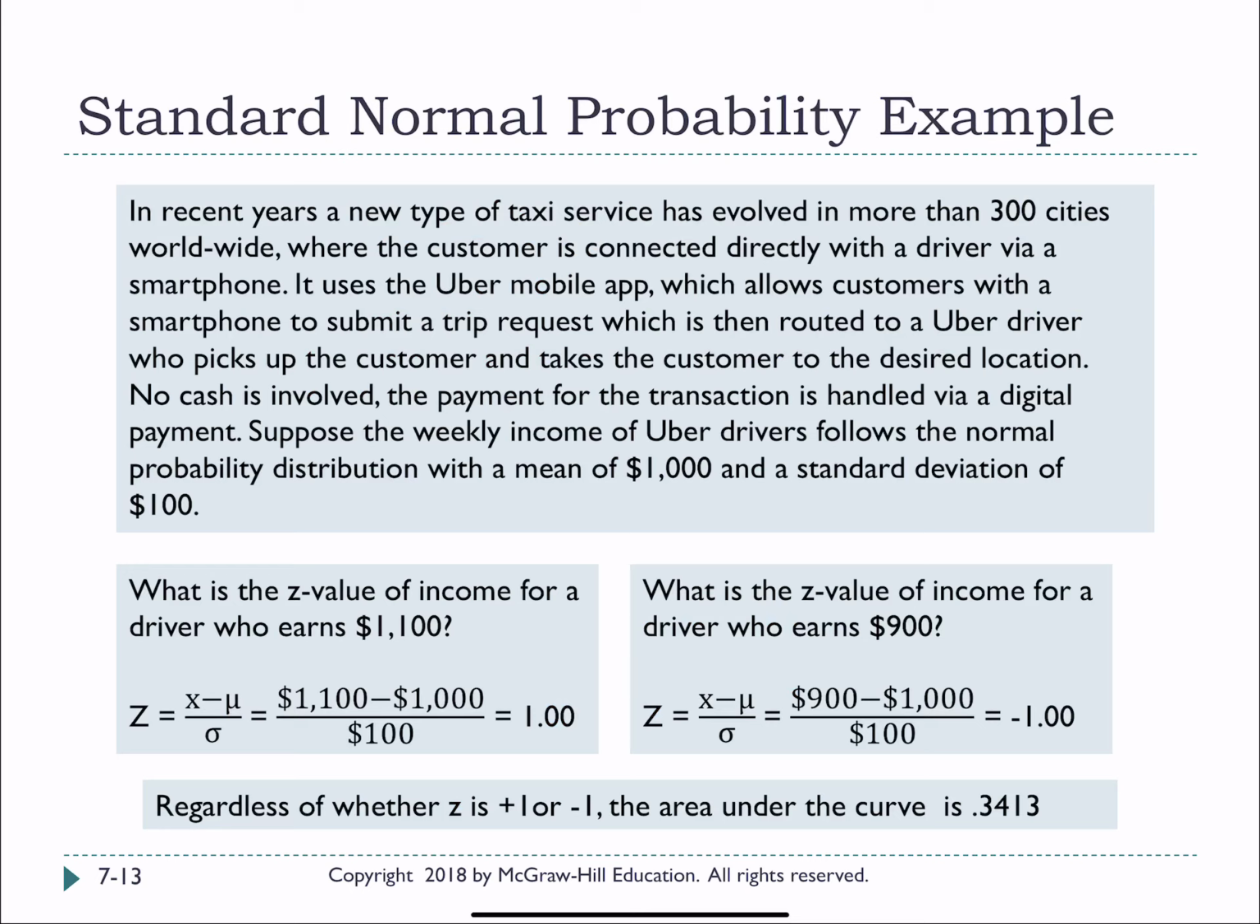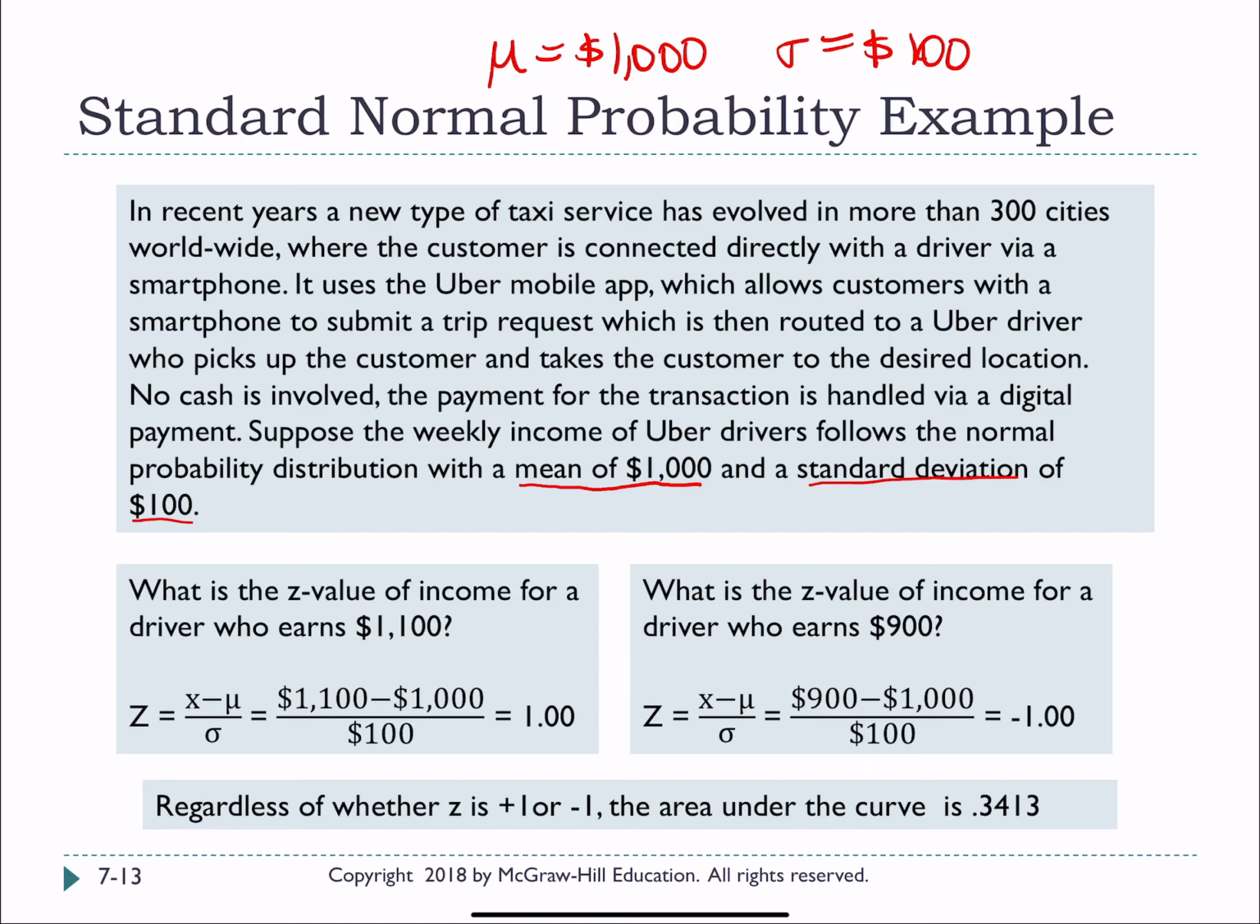So let's work an example so that we can make this make more sense, hopefully. This is just talking about Uber. I'm not going to read all of that, so y'all can read it. We find that the mean income for an Uber driver is $1,000 a week with a standard deviation of 100. So you'll need those numbers, write them down. Our mean weekly income is 1,000 and our standard deviation is 100.